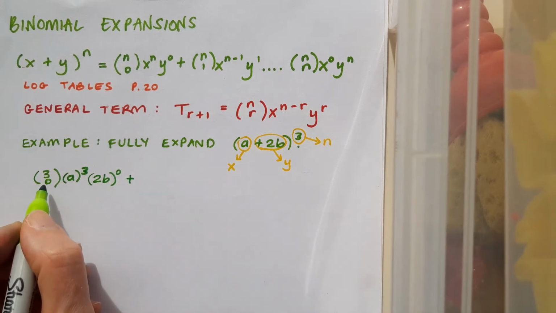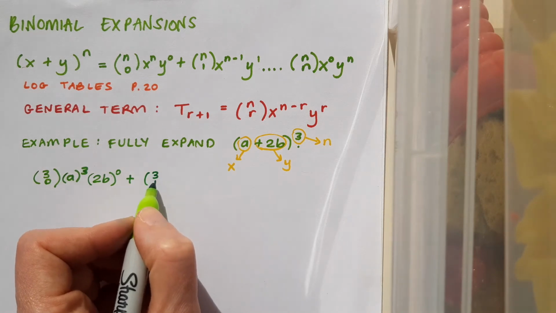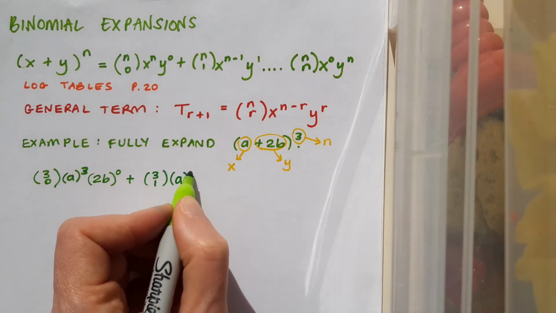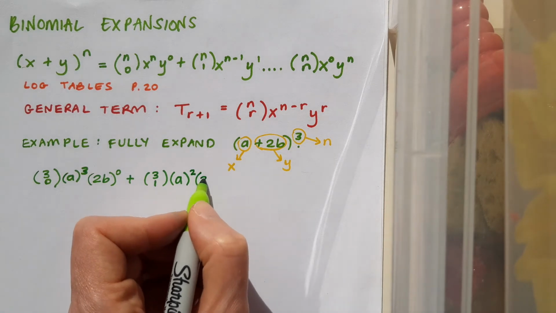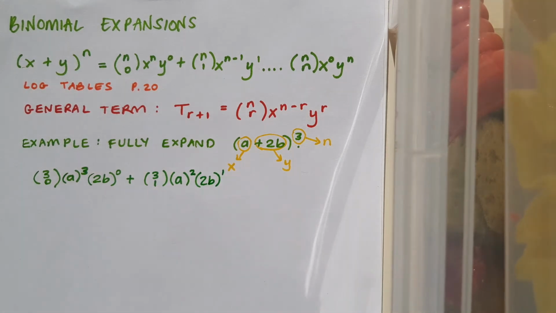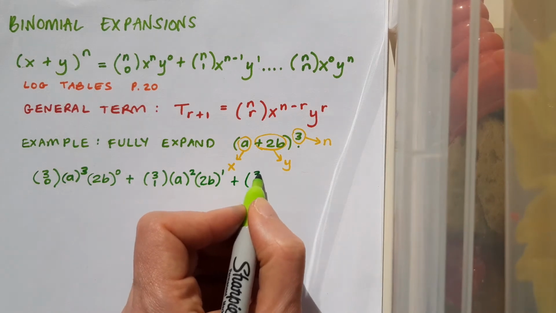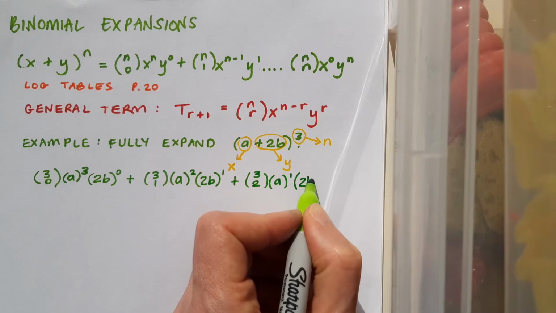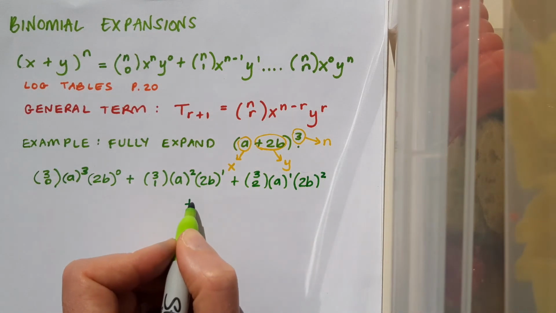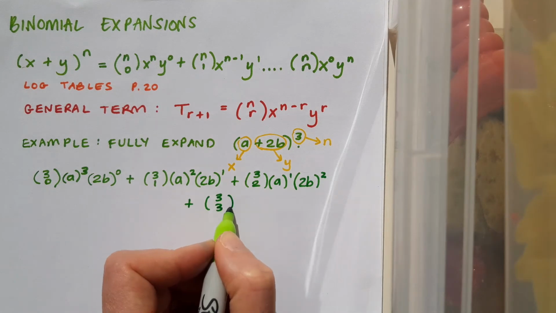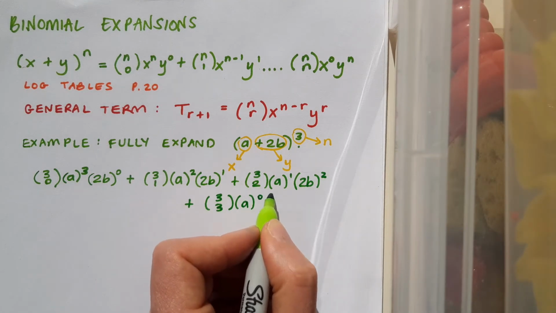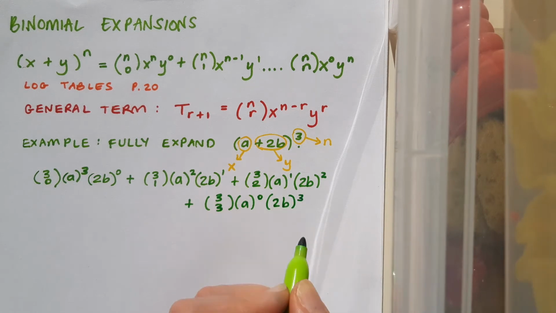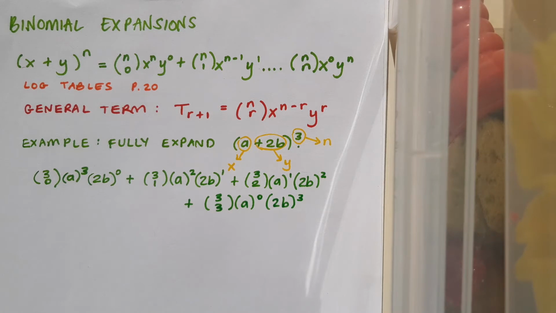Now we're going to keep going through 3 choose 1, 3 choose 2 until we get to 3 choose 3. So 3 choose 1. So I'm now dropping the power on the a by 1 and increasing the power on the 2b by 1. And 3 choose 2. And again, I'm dropping the power on the a and increasing the power on the b. I'm running out of space. And then finally, 3 choose 3. Drop the power on the a and up the power on the b. So it's like a is coming down the steps of the stairs and 2b is going up the steps.